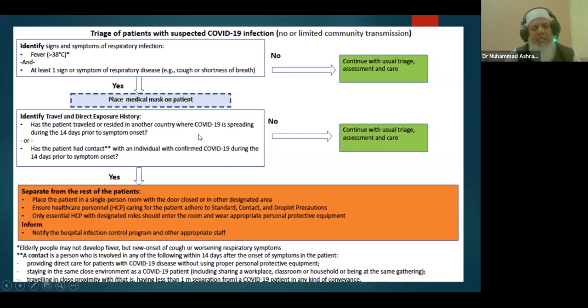So this chart and this questionnaire should be at the triage area so that we can handle these patients. Patients who have the symptoms should be separated, and those who have had contact, exposure or travel history should be separated from the rest of the patients, and then they will be analyzed for what type of treatment and investigation they need.